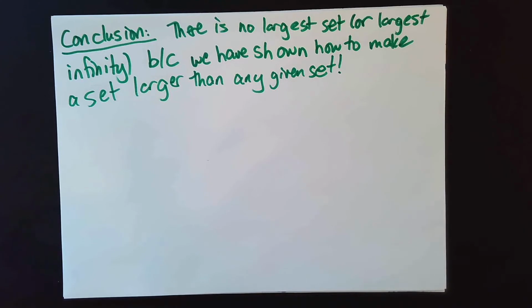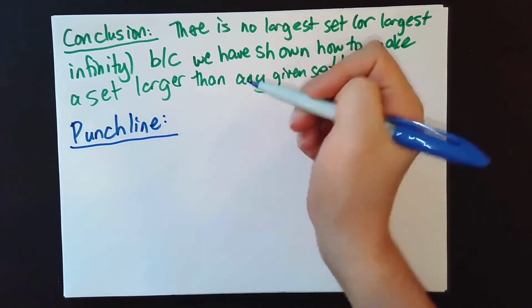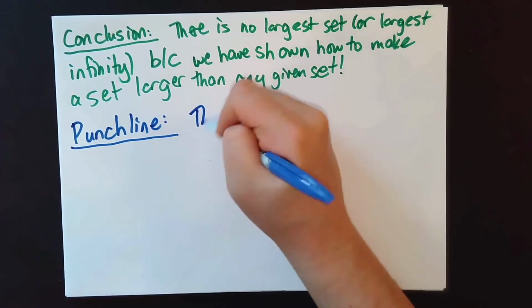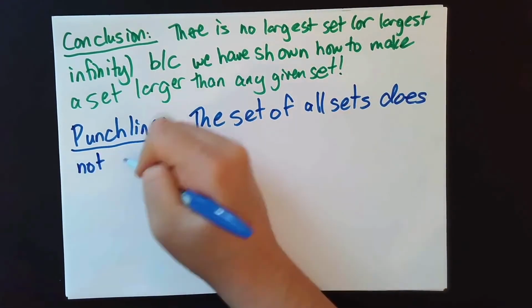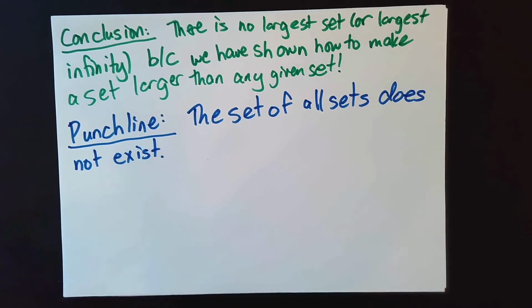So how does this connect back to the question I asked before about the set of all sets? And I'll tell you the punchline first, because the punchline is a bit counterintuitive. And the punchline is that the set of all sets doesn't exist. It's not a thing. And it feels like it's the sort of thing we should be able to make and work with. It feels like I know what's in it and what's not in it.